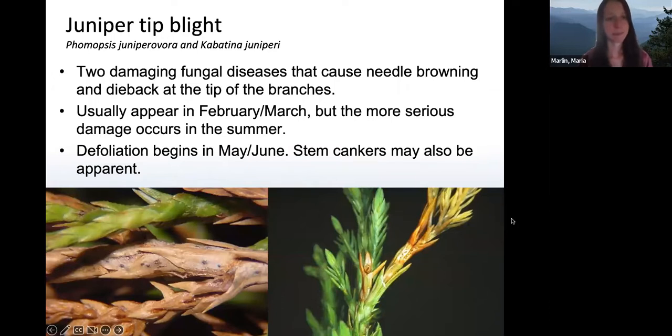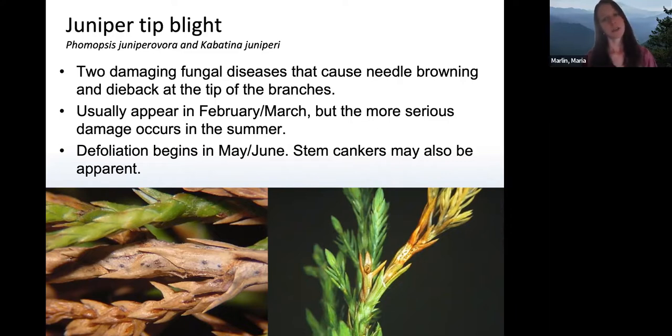So juniper tip blight is produced by 2 different types of fungi, actually, and they cause very similar signs and symptoms, so we just sort of lump them together. What happens is you're going to start seeing the needles turn brown, and there's going to be dieback at the tips of the branches, because the fungus is also growing in the stem and girdling the branches, which is going to, of course, kill them.